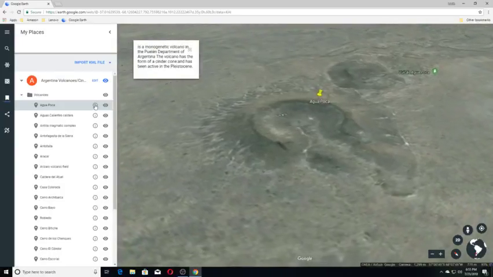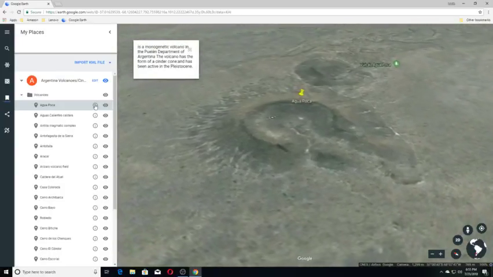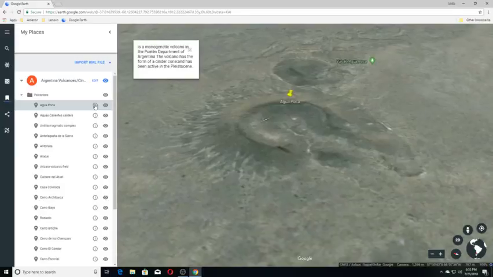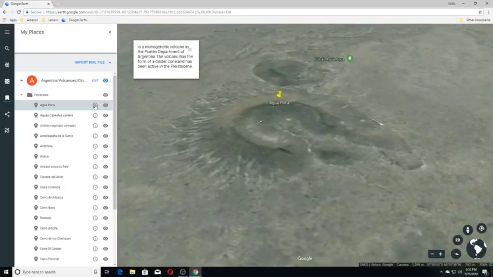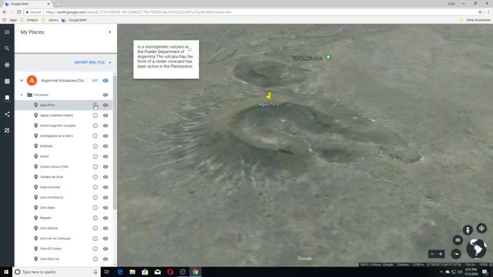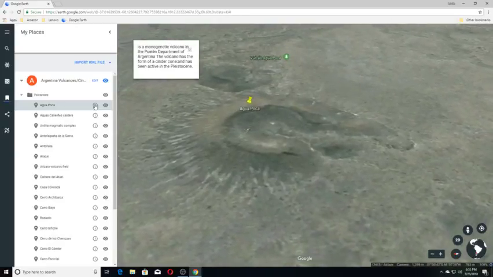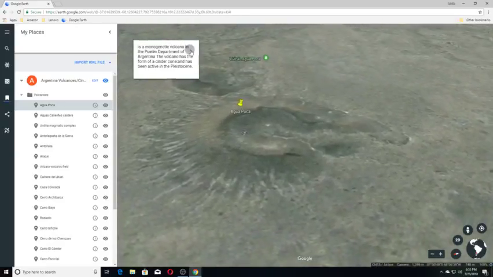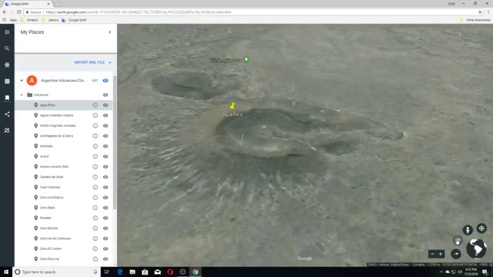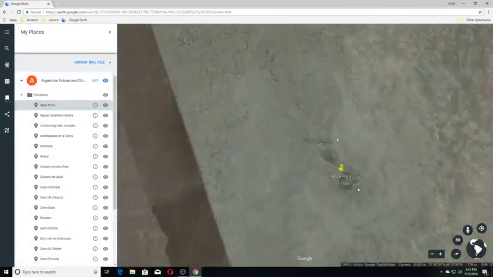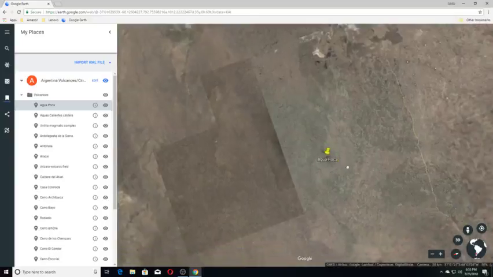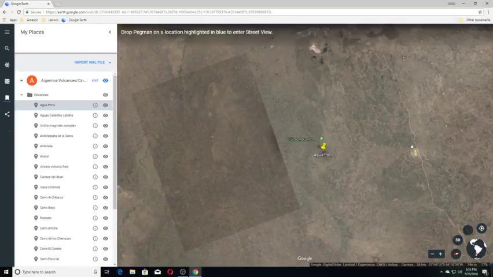Agua Poca is a monogenic volcano in Pueblan department of Argentina. The volcano has a form of a cinder cone and has been active in the Pleistocene. We're going to check and see if we have any views in this area. Some of these do and some do not. So we're going to check and see if we get any blue. And this one does not.